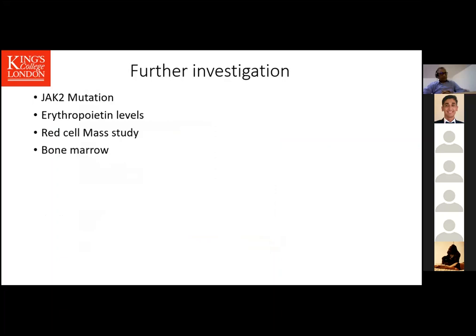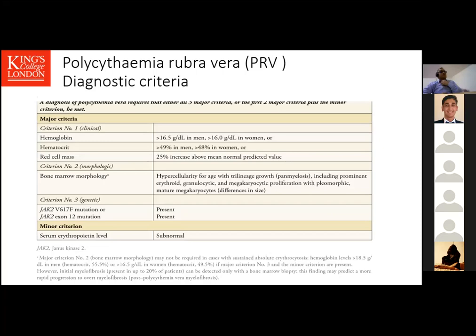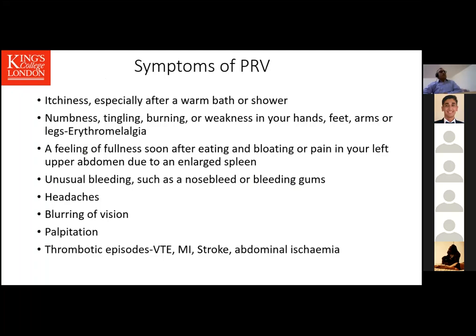You do a further investigation, and you find that he has got a JAK2 mutation. So these are investigations we tend to do: JAK2 mutation, erythropoietin levels, red cell mass, and bone marrow. So this is the criteria for PRV diagnosis. Hemoglobin in male is 16.5 and female 16, and then you have got a hematocrit of 49 and 48. You should do red cell mass and a JAK2 study. Symptoms we have already talked about: itchiness, numbness, or hyperviscosity kind of symptoms, right?